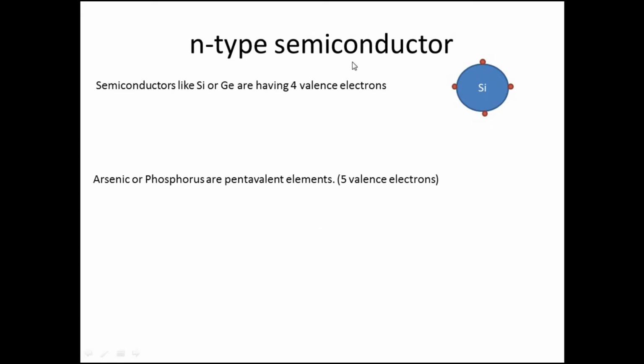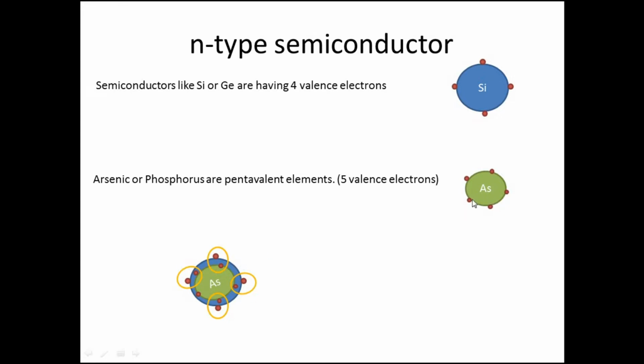In order to form an N-type semiconductor, we have to add pentavalent elements as impurity to this semiconductor, such as arsenic or phosphorus. Pentavalent means it has 5 valence electrons, like this. Consider arsenic, which has 5 valence electrons. If you add this impurity to the pure silicon semiconductor, it will form like this, where 4 electrons of the silicon combine with 4 electrons of the arsenic and form covalent bonds.